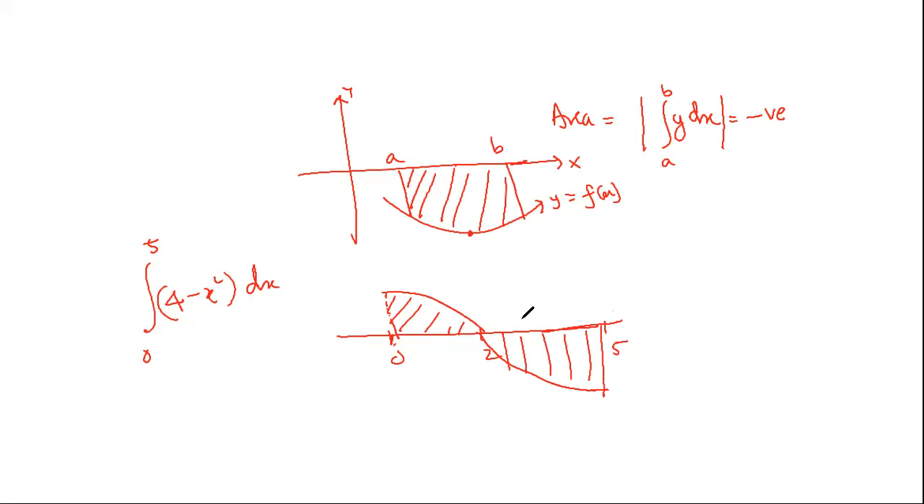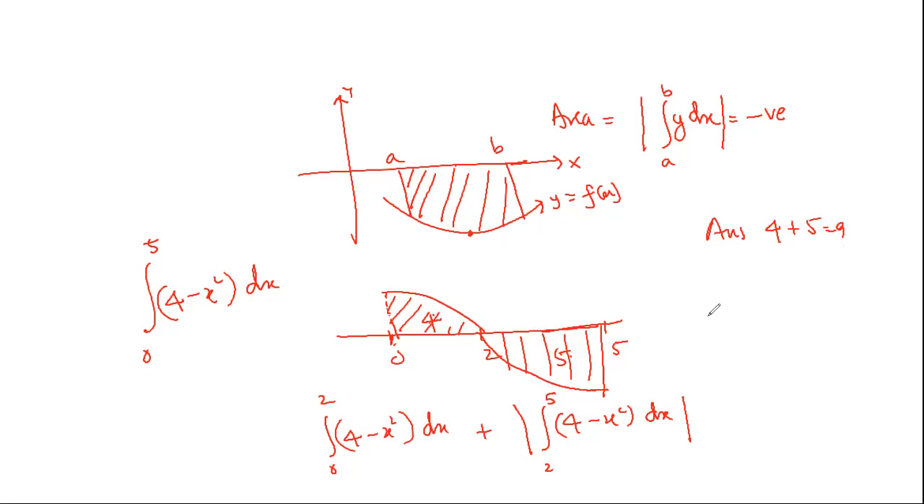So my method of calculation for this will be integral 0 to 2 of 4 minus x square dx. This is positive, so nothing has to be done to it. Then integral 2 to 5 of 4 minus x square dx. But what is the problem here? This is below the x-axis, so we will have to take the modulus, only then will I get the area. Otherwise what will happen? Suppose this area is 4 and this area is 5. Actually, I'm supposed to get 9 as my answer.